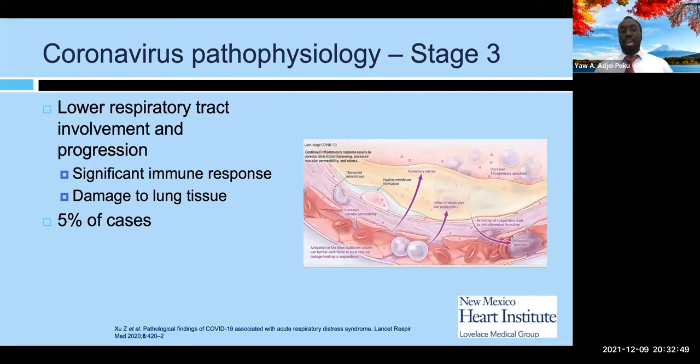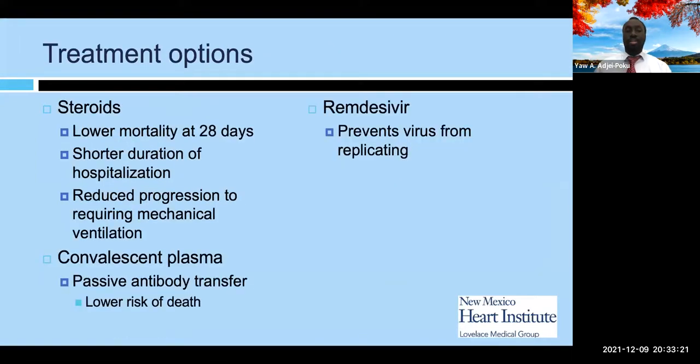This is when you can have damage to the lung tissue, leading to difficulty breathing. You can have other effects on the heart. This is when patients oftentimes present, they're having difficulty breathing, their oxygen levels are low. They need to come into the hospital because of these issues. And ultimately, they may start needing to be on a respirator or a ventilator because of the damage to the lung tissue. About 5% of cases.